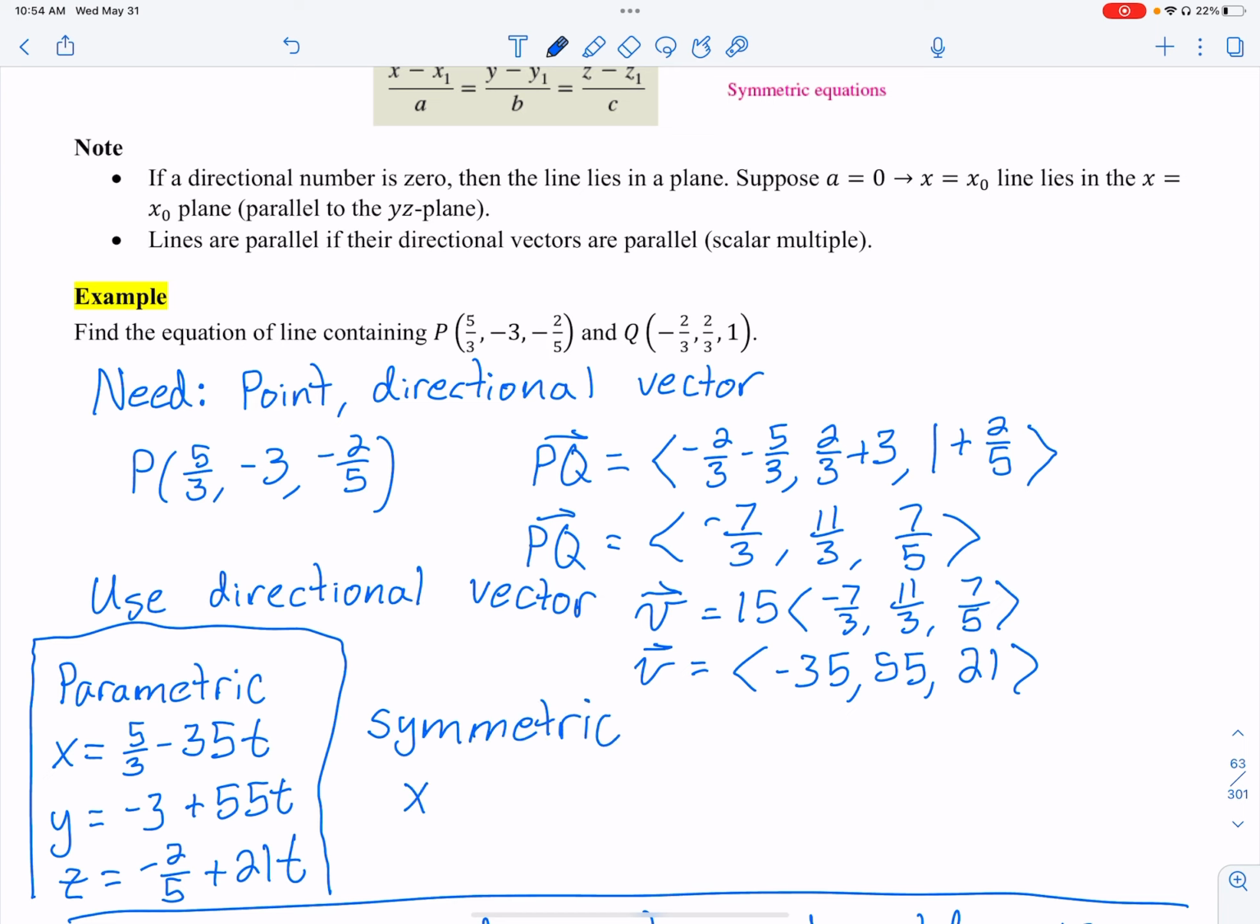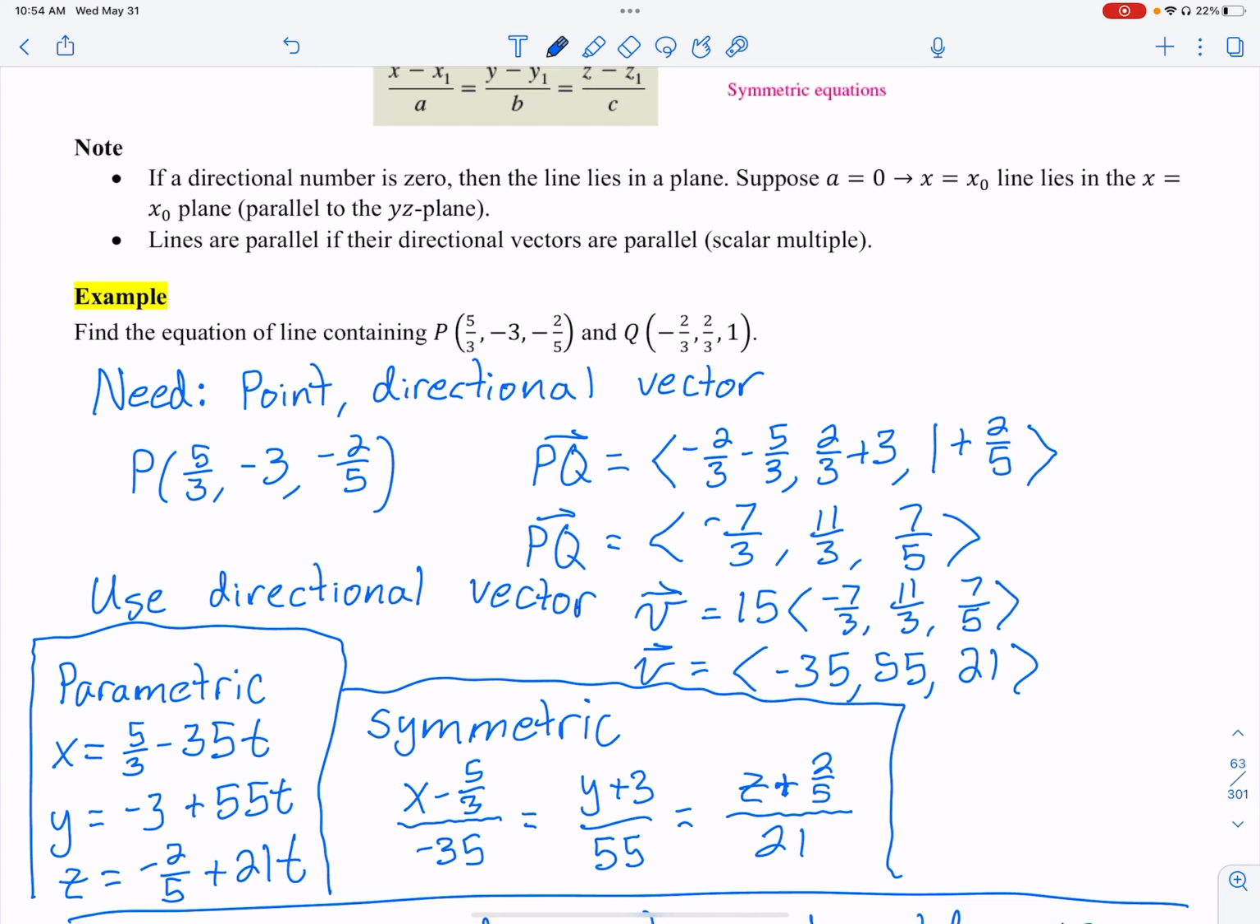Okay, it's going to be x minus 5/3 over minus 35. Sorry, my lines are a little shaky. I'm at the bottom of my iPad. And then y will be y plus 3 over 55. And then the z one will be z plus 2/5 over 21. Those are our symmetric equations.